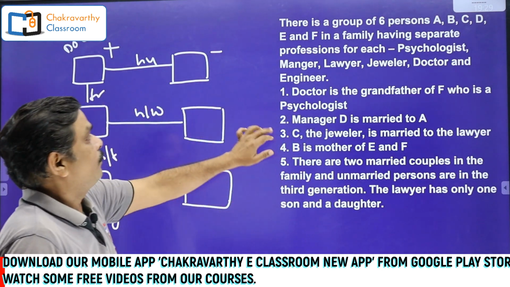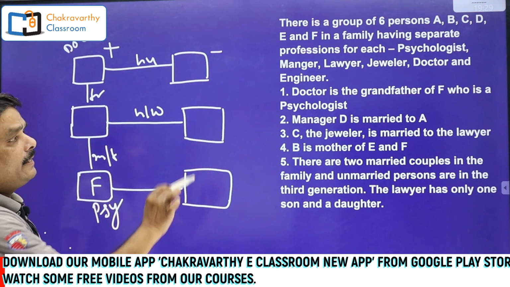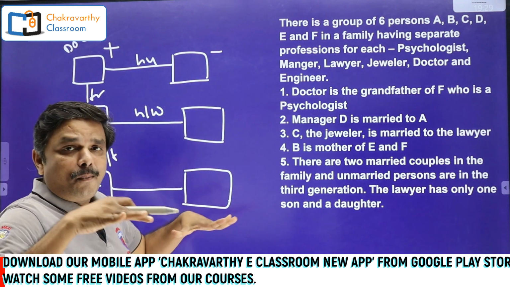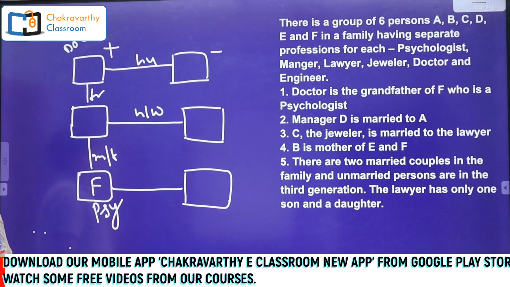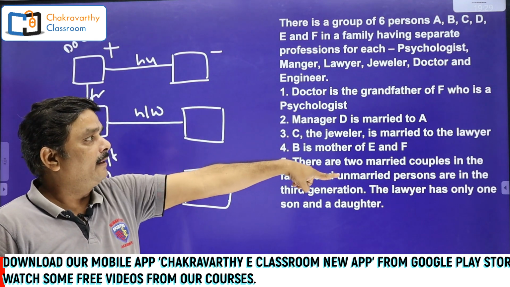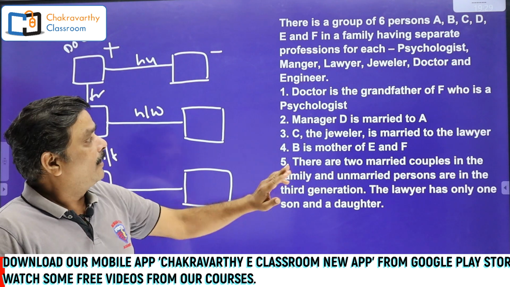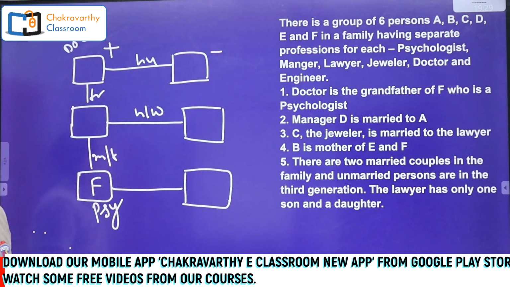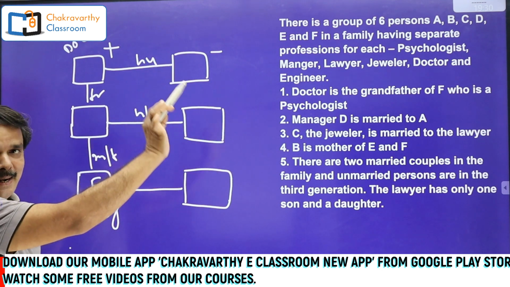Okay, anyway, then go for the second information here. What is that? Manager D is married to A. Now, my job is, already I just visualized something here, and my job is to fill up this data logically without missing any data, without violating any of the given clues or statements. Now here, manager D is married to A. Where shall I keep manager D? Manager's name is D. He is a married person.